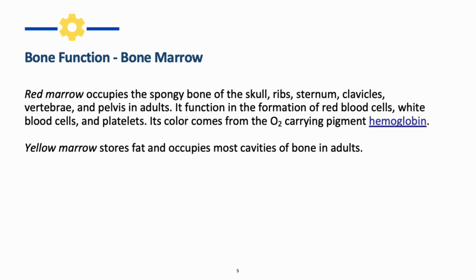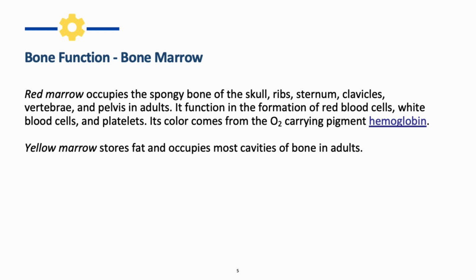Red marrow occupies the spongy portion of bones, specifically the skull, the ribs, the sternum, the clavicles, the vertebrae, and the pelvis. The red marrow in these bones is very important for human performance, because it is where red blood cells, white blood cells, and platelets are formed and then placed into our bloodstream. Our body is constantly turning over the red blood cells, white blood cells, and platelets in the bloodstream, replacing older ones with new ones.